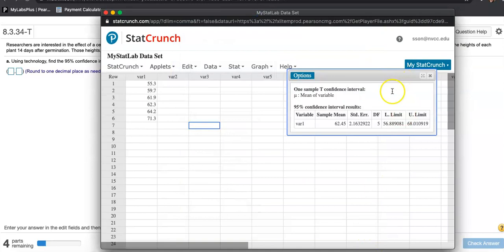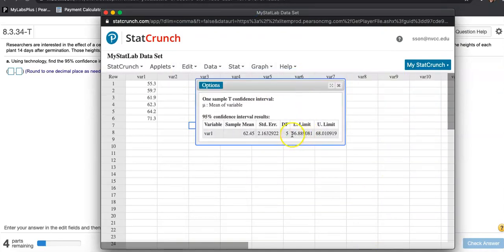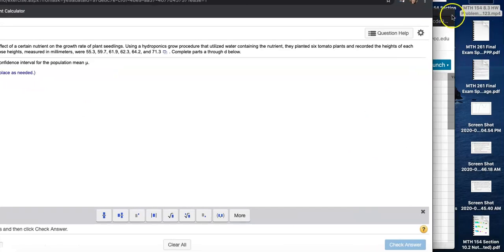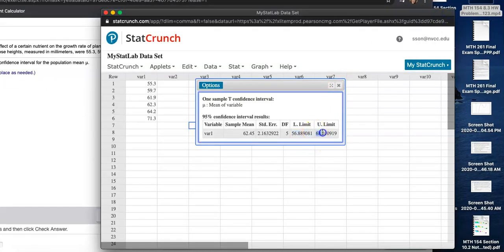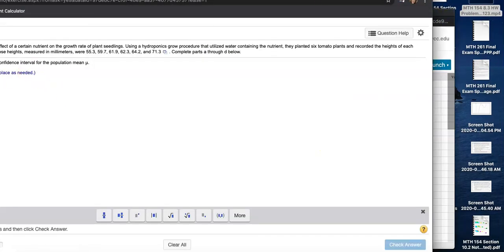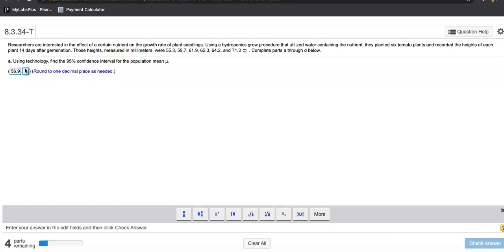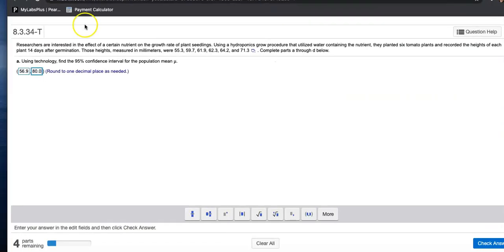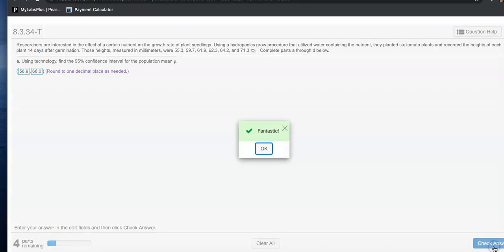Here we go. They want you to round to 1 decimal place as needed. So the first number will be 56.9. Round it up. And what's the other number? Hold on a second. Where did my StatCrunch go? The second number is 80.0. Now hold on. Did I read it right? No. 68.0. I'm sorry. 68.0. And click check answer.